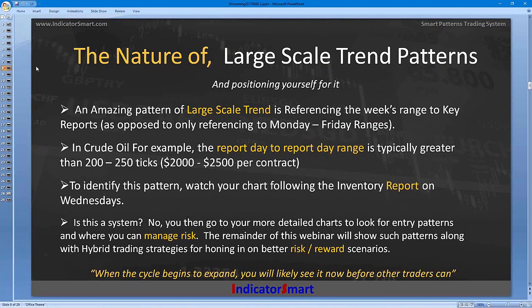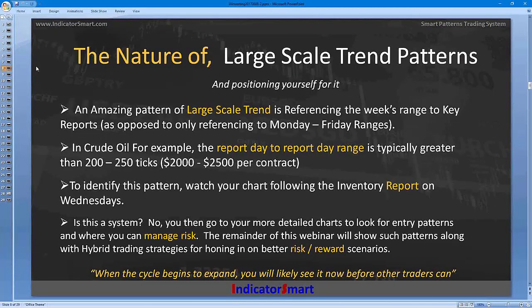An amazing pattern, a large scale trend, is referencing the week's range to key reports. I first was introduced to this concept by a researcher who worked for a lot of really high-level traders. And referencing to reports of the week is a very interesting thing, because most people think of a week from Monday through Friday. But I don't think of a week from Monday through Friday as much as I think of a week from report to report.